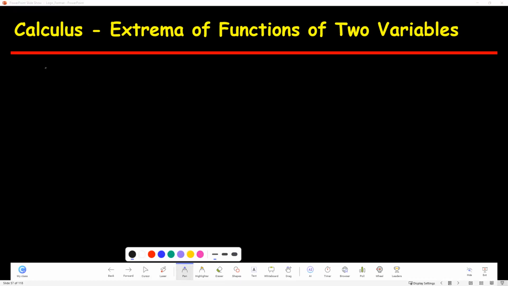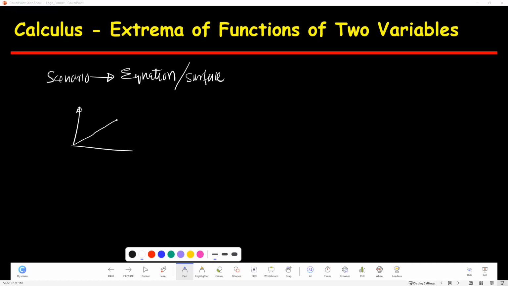Every scenario in our life can be represented by an equation. And if the scenario is very complicated and equations are not enough, you want to create a surface. Just like you have your college grades, you're taking some course and your grade is basically going up and up and up. But the thing is that if you're working hard, your grade is going up.